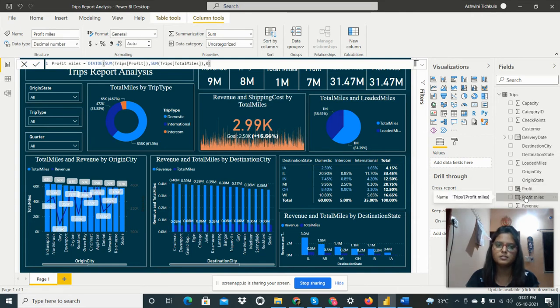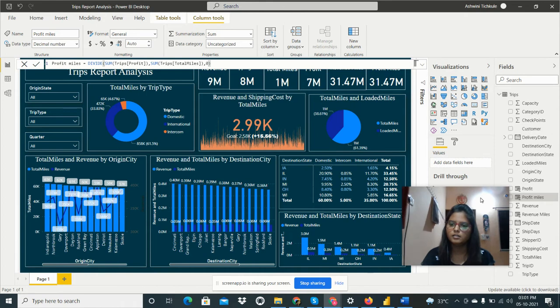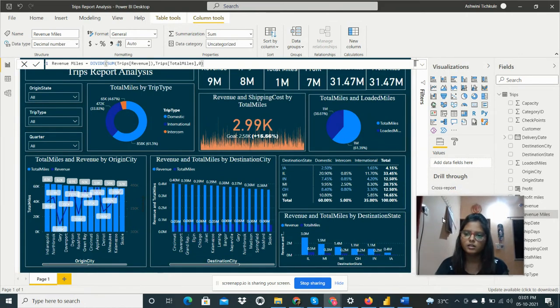Then the profit miles, how I calculated: profit miles equals the divide function. We divide the profit by total miles, and the alternate value would be zero. Okay, so this is the profit miles. Again, the revenue miles I did. Revenue miles equals divide sum of trips revenue and the trips total miles, and the alternate value equals zero. Okay.